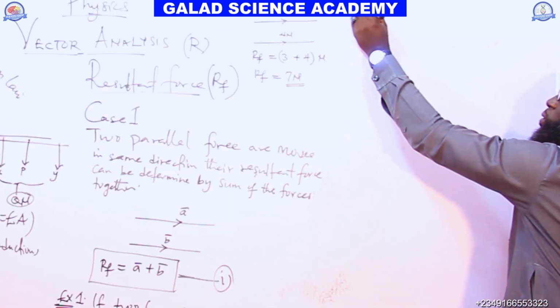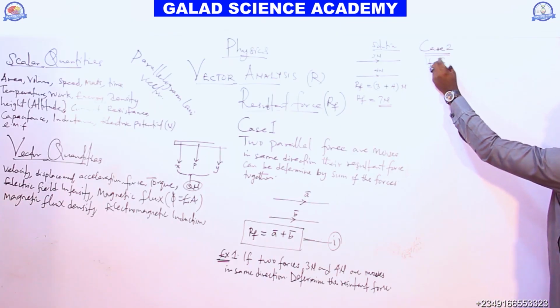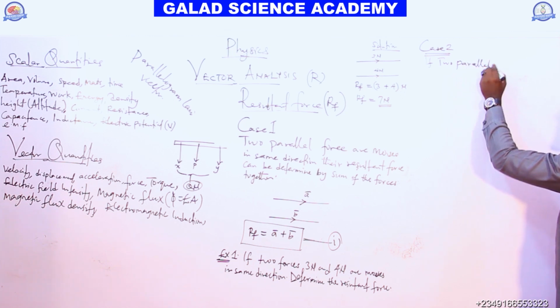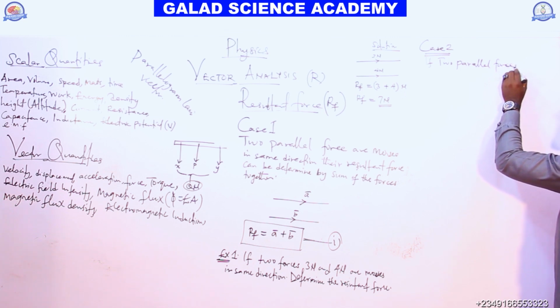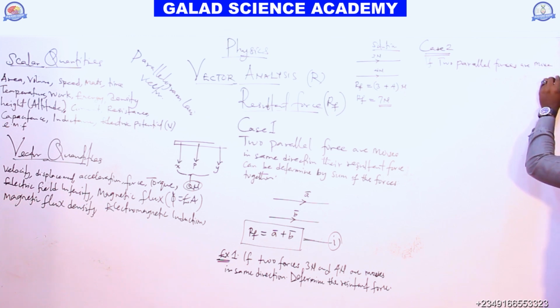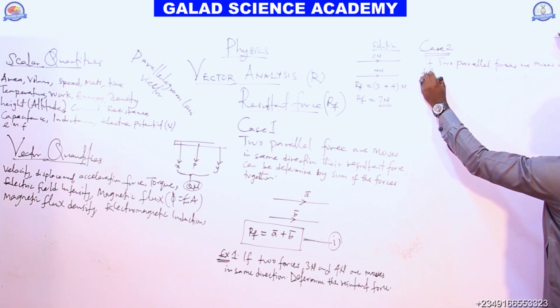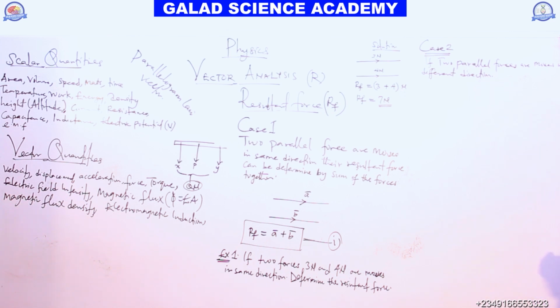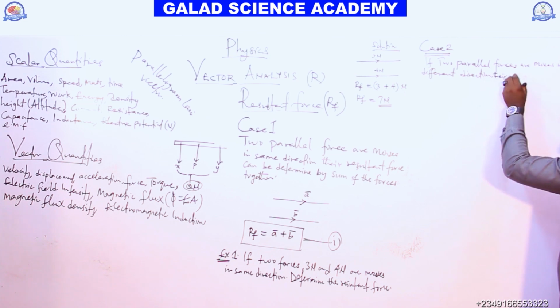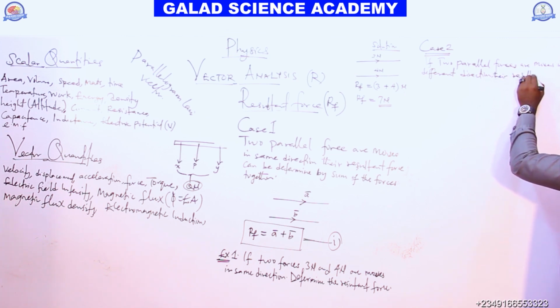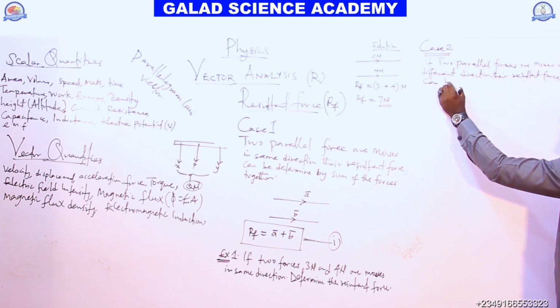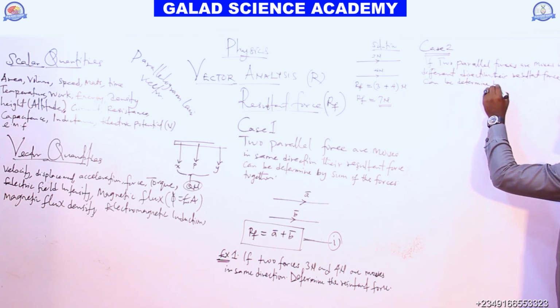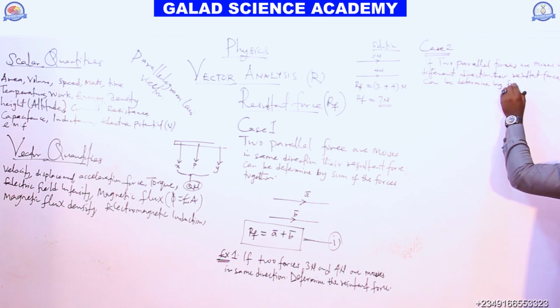Now let's check case 2. If two parallel forces move in different directions, their resultant force can be determined by subtraction.